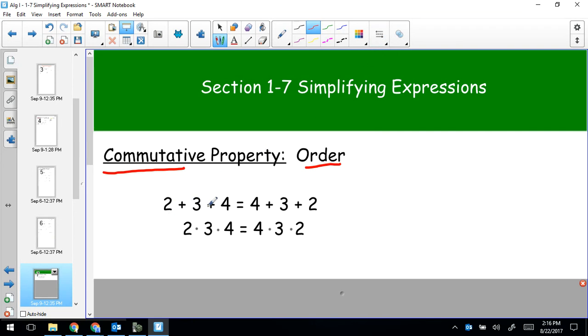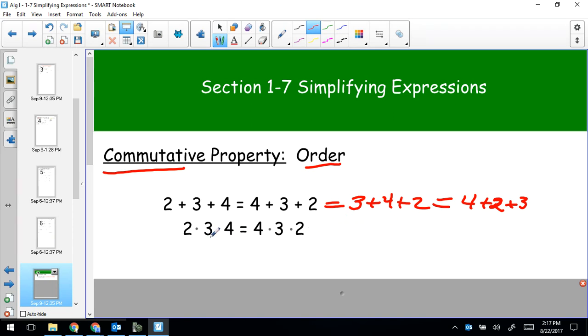2 plus 3 is 5, plus 4 is 9. 4 plus 3 is 7, plus 2 is 9. Either side of the equation is still 9. I can change the order, and it's not going to change the outcome. Heck, I could even change the order again. Let's go 3 plus 4 plus 2. 3 plus 4 is 7, plus 2 is 9. 4 plus 2 plus 3. 4 plus 2 is 6, plus 3 is 9. So I can change the order, and it's not going to change the outcome.